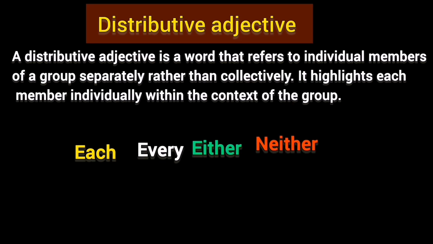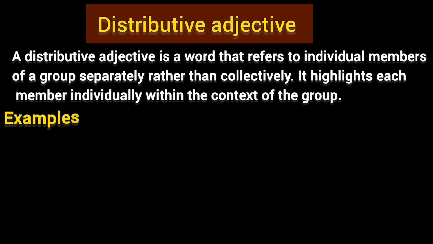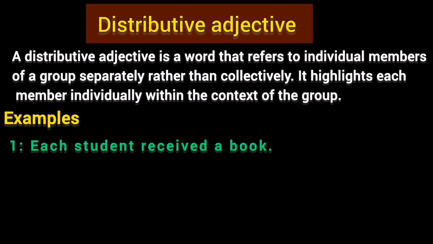I think still you are not getting the point. Just look at these examples. Each student received a book. Observe this example. Here the word each is a distributive adjective. But there must be a question in your mind that how it is a distributive adjective and not a distributive pronoun. The simple answer is, after this word, the noun is directly mentioned, which is student. That's why it is called a distributive adjective and not a distributive pronoun. Actually, this sentence indicates that every individual student was given a book. The focus is on the individual distribution of books to students.